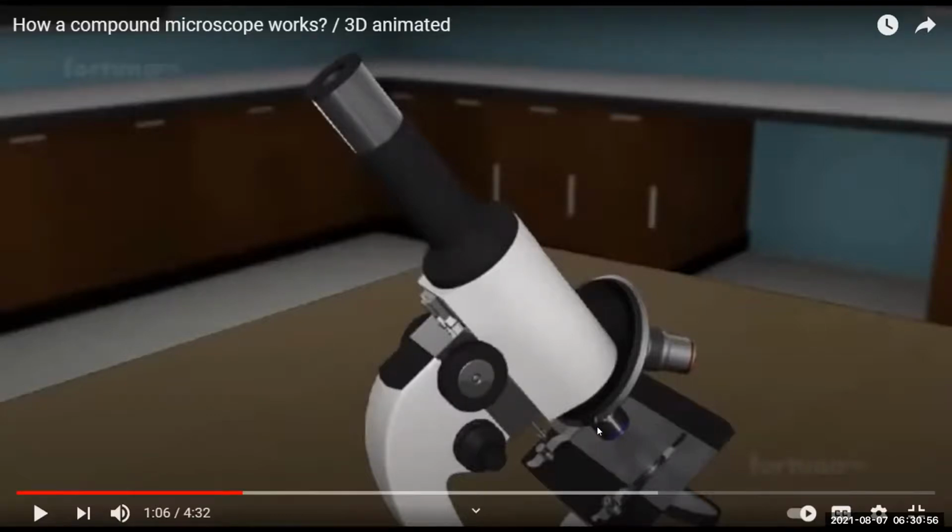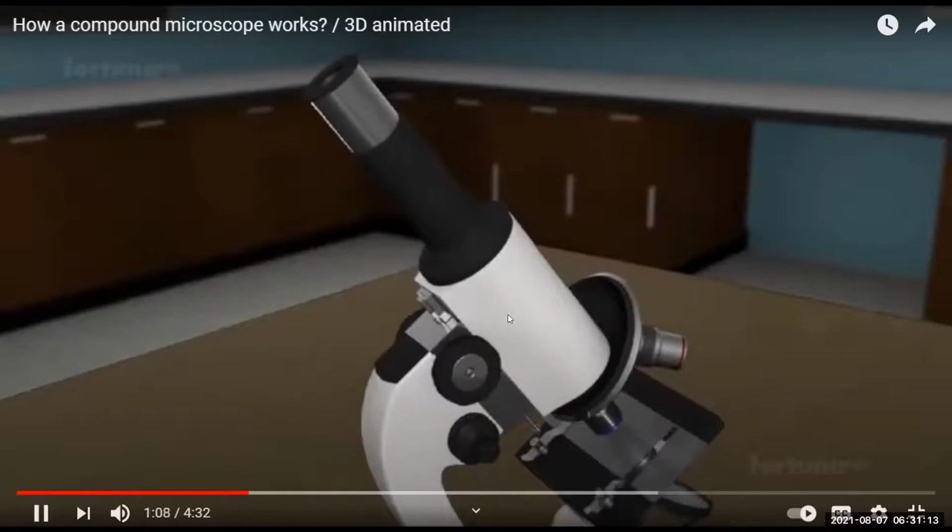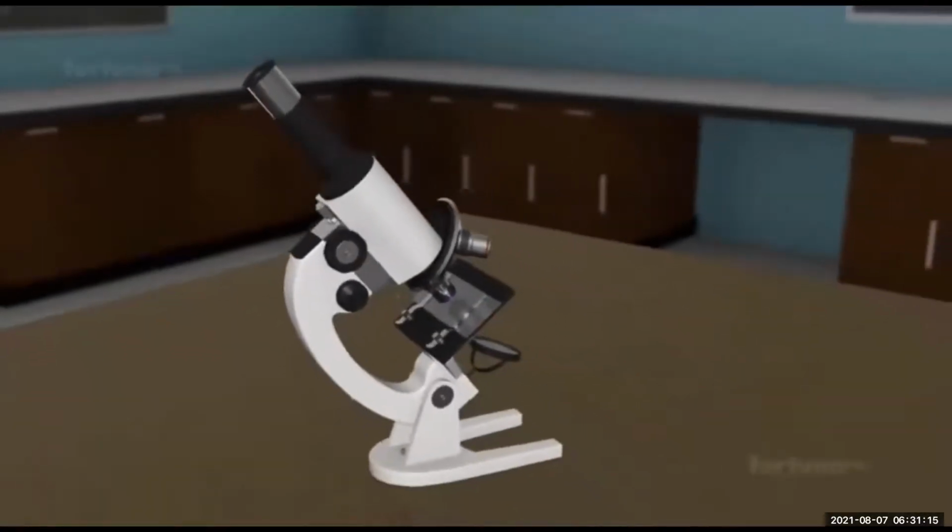Okay. If you take it closer, then we'll get a proper view. So why this adjusting? Because sometimes as it is, where we have adjusted, we will not get a clear image. So to get the clear image, we have to adjust with the knob, varying the distance between the two lenses.